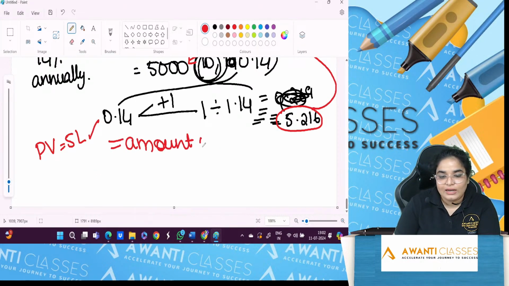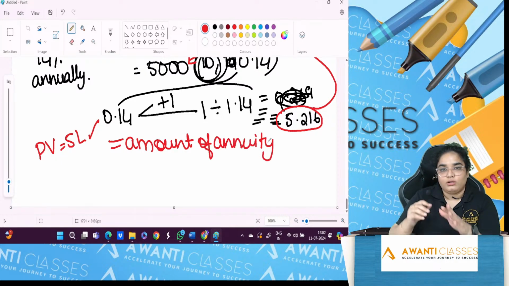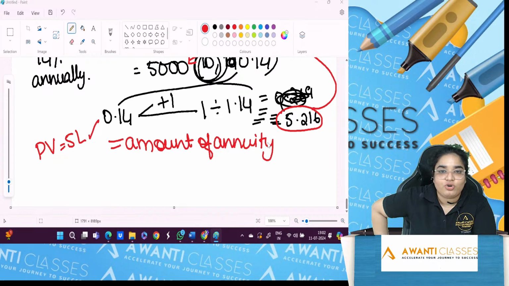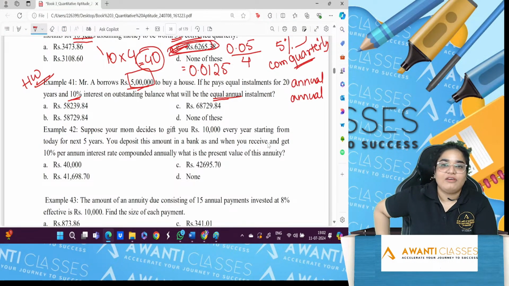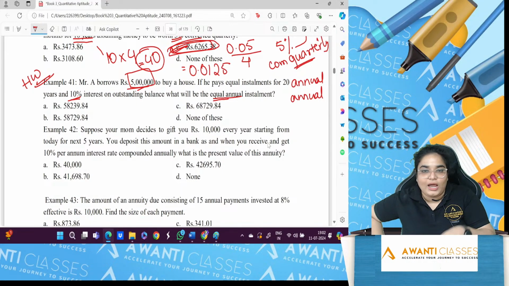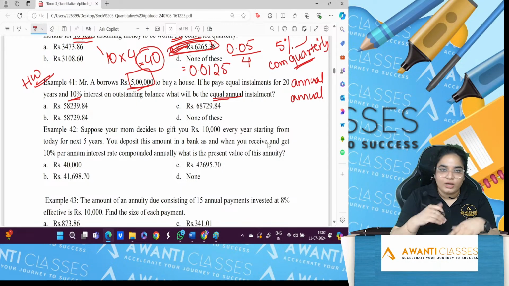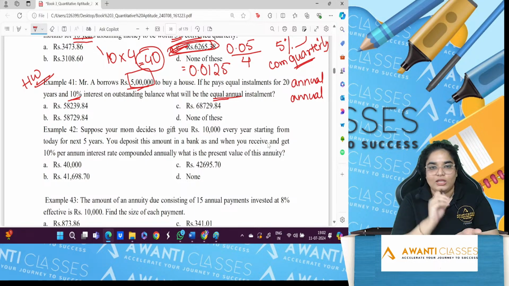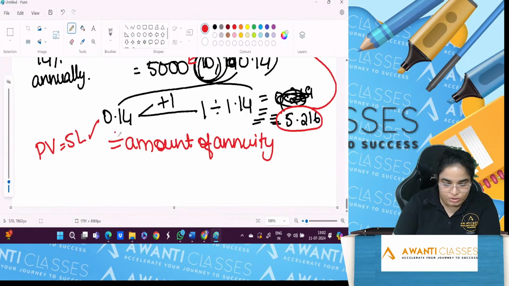If you have taken 5 lakhs, to repay it, how much should you pay each year for 20 years? Every year one installment. So that 5 lakhs loan today at 10% interest you can repay. That is the question. Now look here.